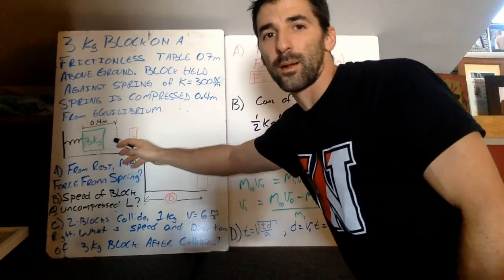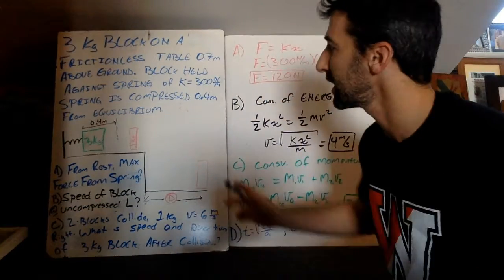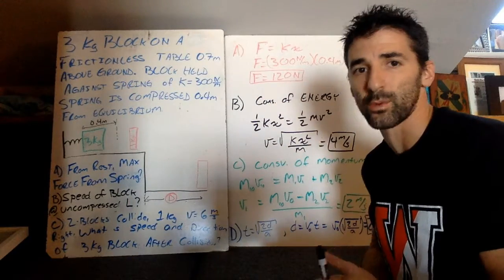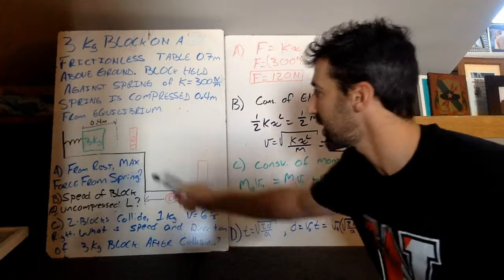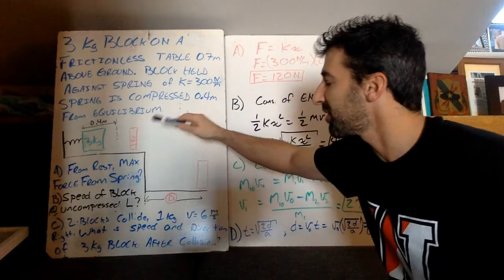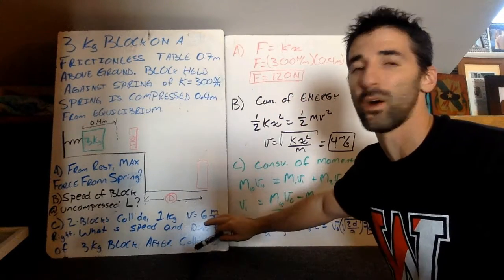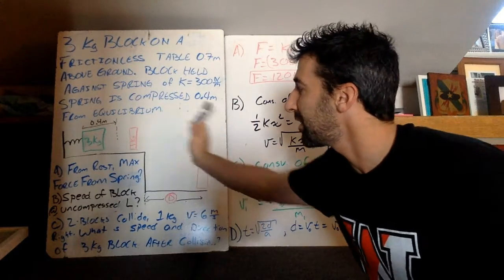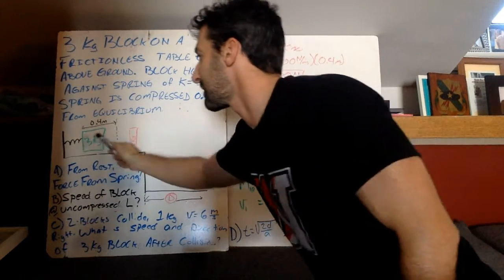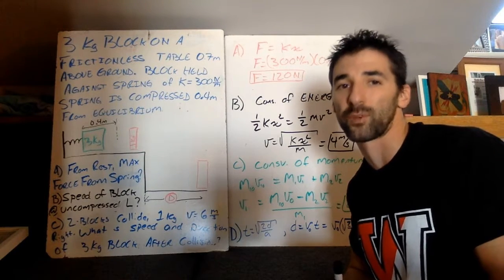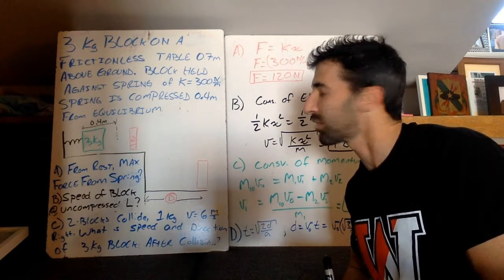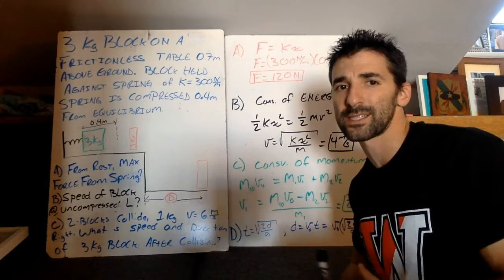We have a 3 kilogram block that's compressing a spring that's compressed 0.4 meters from equilibrium. It's going to collide into this 1 kilogram block that I have drawn to the right. And what we want to find out in whole is A, after I compress the spring, this spring is obviously going to apply a force. I want to know what the maximum force is that's applied on the 3 kilogram block once that spring's at rest.